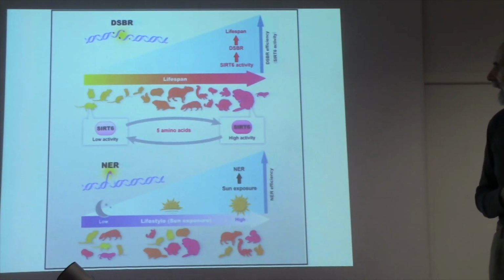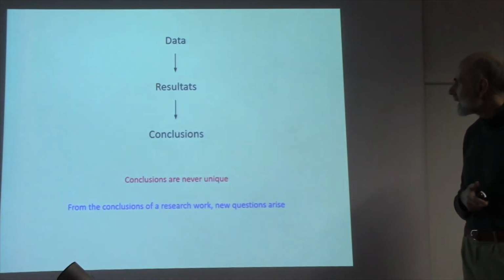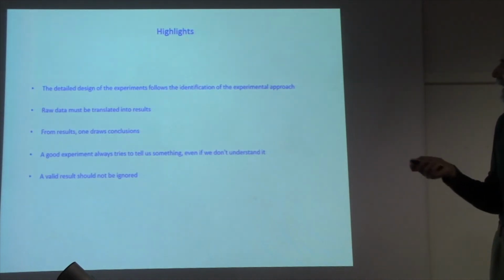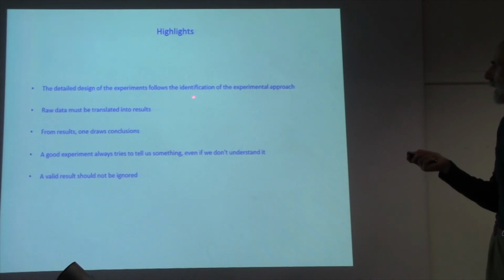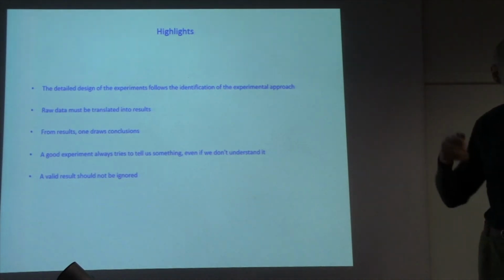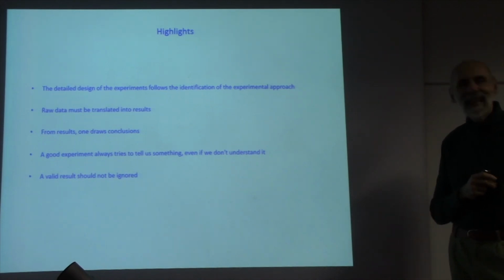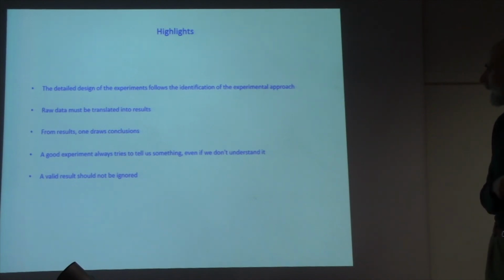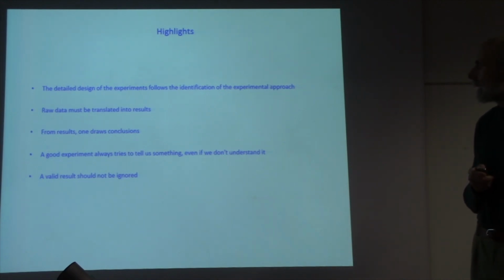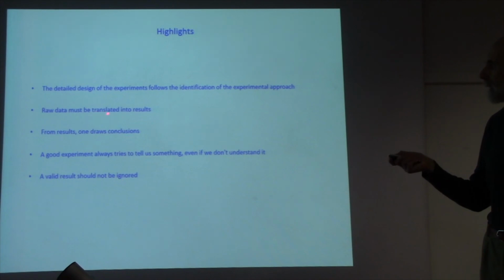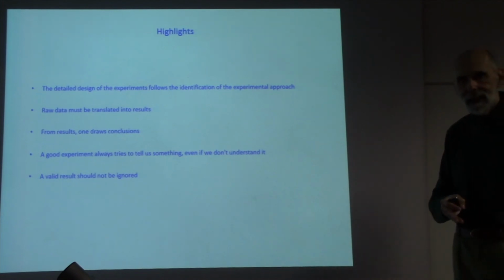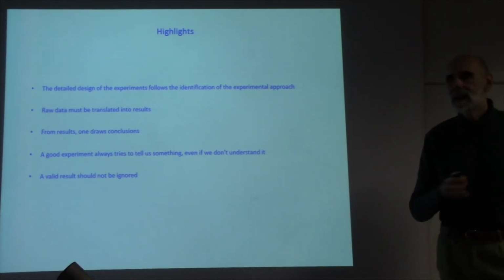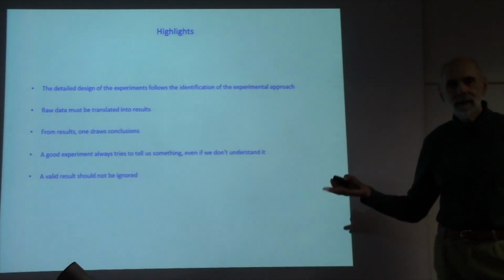So, this lesson was about interpretation of results, and here are the highlights. The detailed design of experiments follows the identification of the experimental approach. This is about the whole cascade of levels concerning the scientific study, the scientific project. And now, concerning this particular lesson, raw data must be translated into results, logical conclusions from the data. In the case of the microarrays, the logical conclusion was that the arrays are not sensitive enough for our purposes.